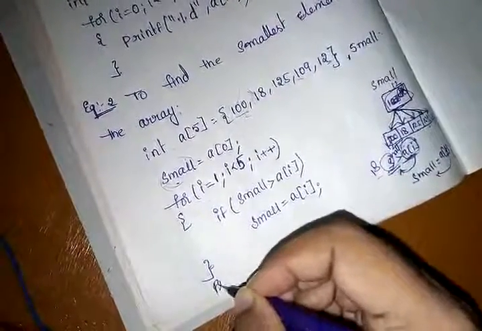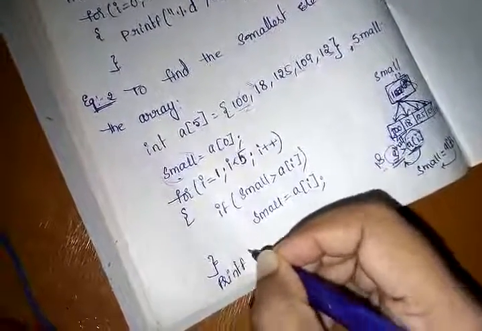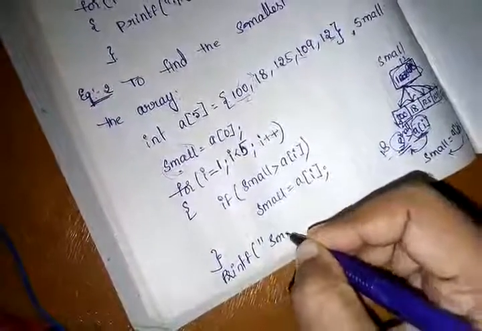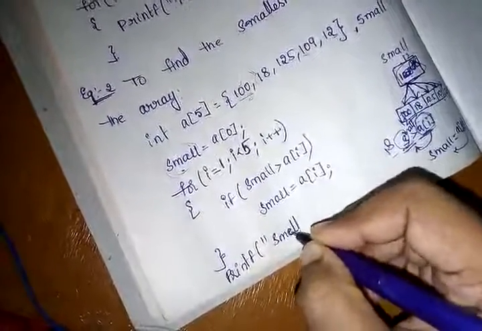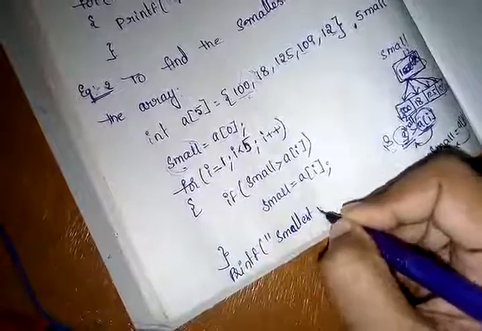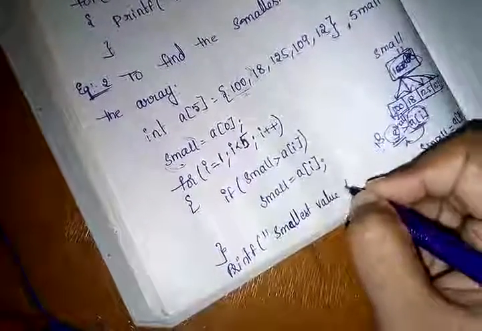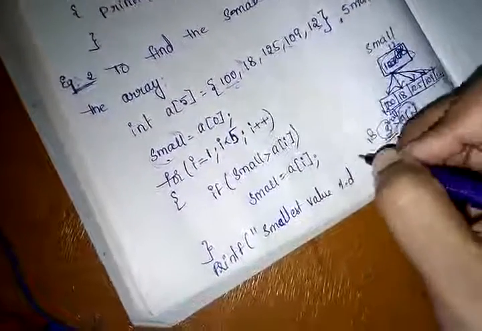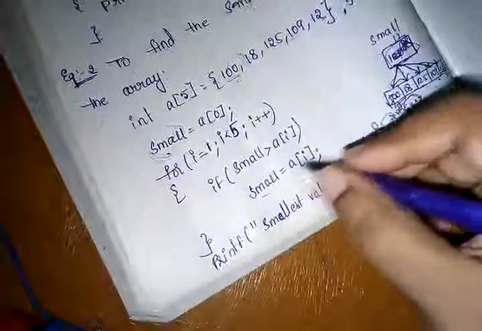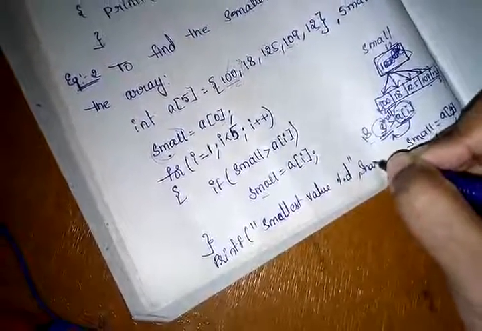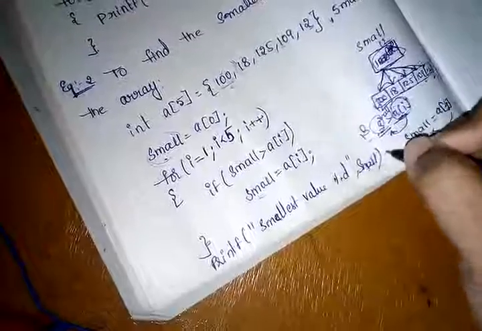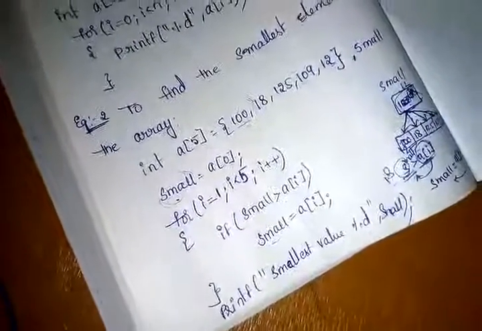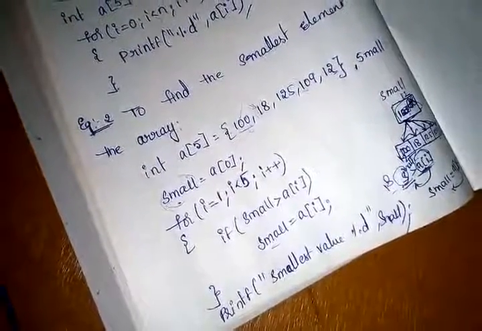In order to print the smallest element, you need to write a printf statement. Smallest value is %d. So we have that smallest value in the variable small. So that is about finding the smallest element.